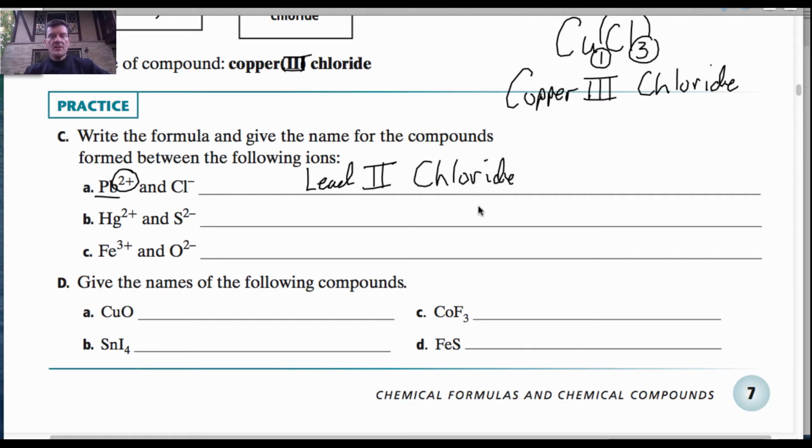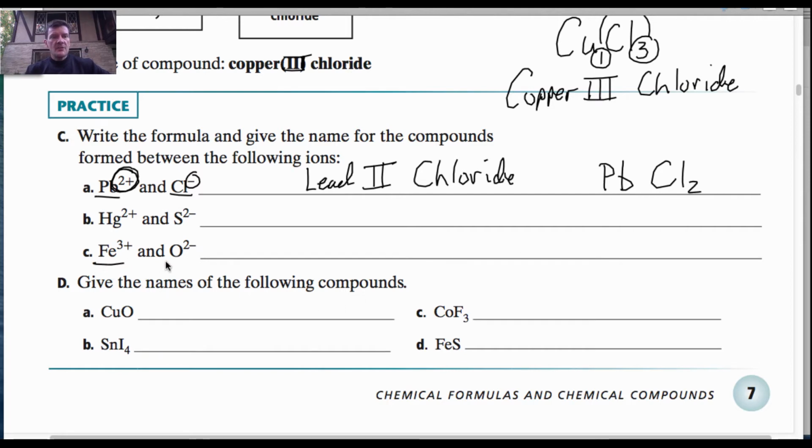And what would be the formula? This +2 is going to give me the subscript for chlorine. That's my second part. And this -1 is going to give me the subscript for lead, which I'm not going to write the 1. So this is lead chloride. Lead 2 chloride. Okay, lead 2 chloride.